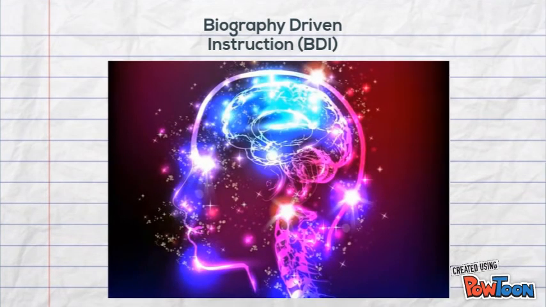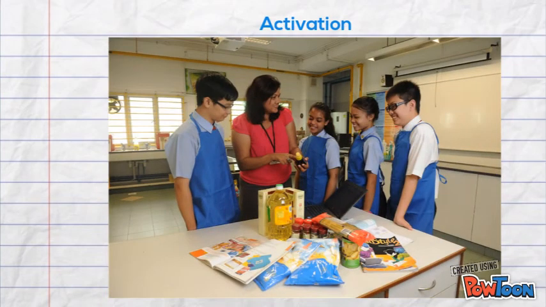Biography-driven instruction can work with the CALLA method to ensure its success. This system has 3 phases: activation, connection, and affirmation. During activation, teachers introduce the topic and learning targets. Students document their prior knowledge, including thoughts, in their native language.